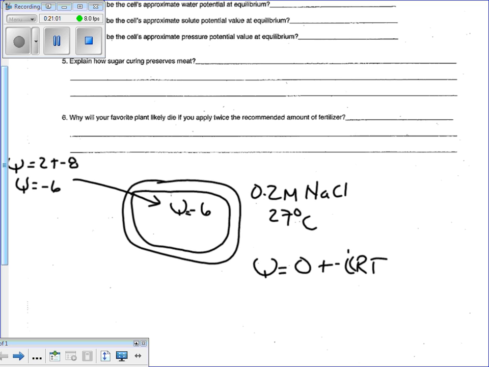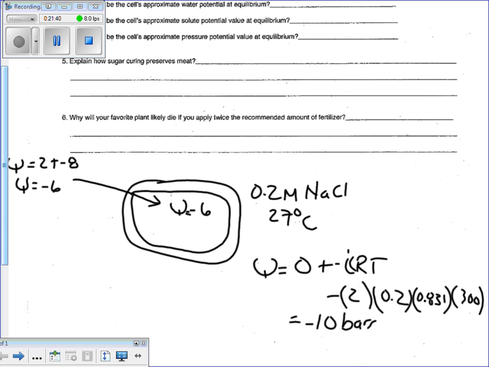So negative, in this case, salt has an ion concentration of 2. The solute we're given is 0.2. R again is a constant. And temperature is again 27 plus 273, or 300. If we do that calculation, what did I come up with? Approximately negative 10. Does that sound right? Did anybody do the math? So it comes out to about negative 10 bars.